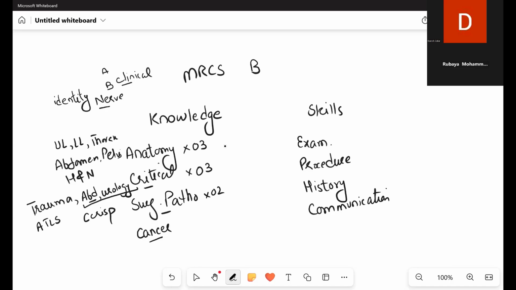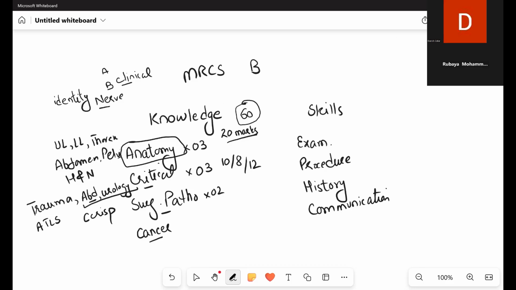Now, each station will be 20 marks each. You can be given 10 questions, you can be given 8 questions, you can be given 12 questions, but the total marks will be around 20. So it is very much easy to score maximum marks in anatomy. So these 60 marks are your key. You should target to achieve that 60 marks.